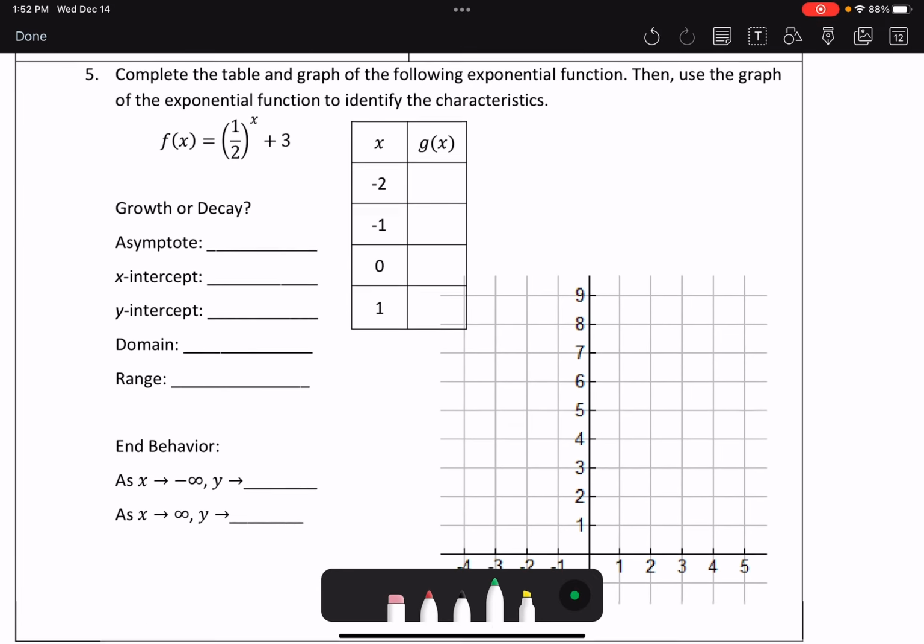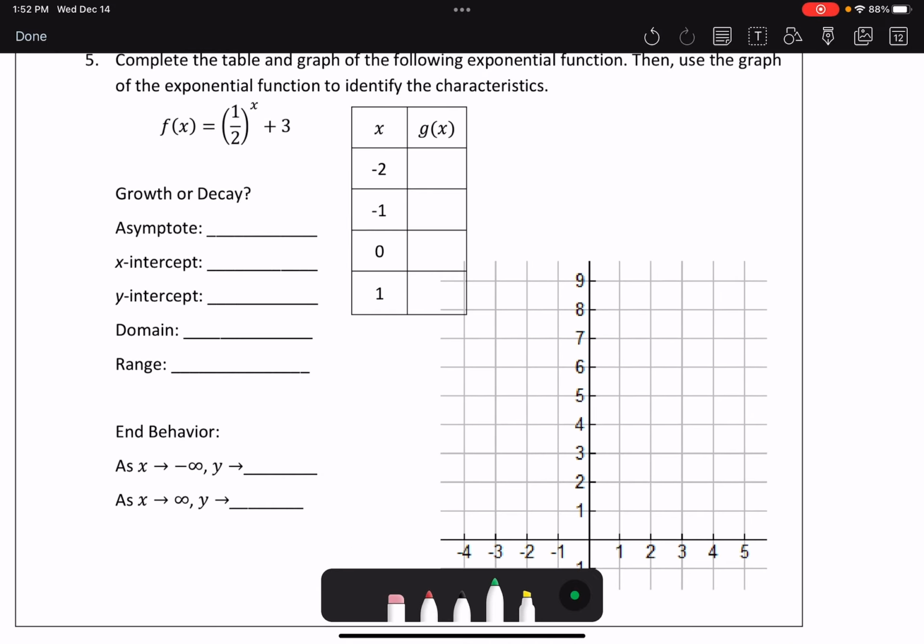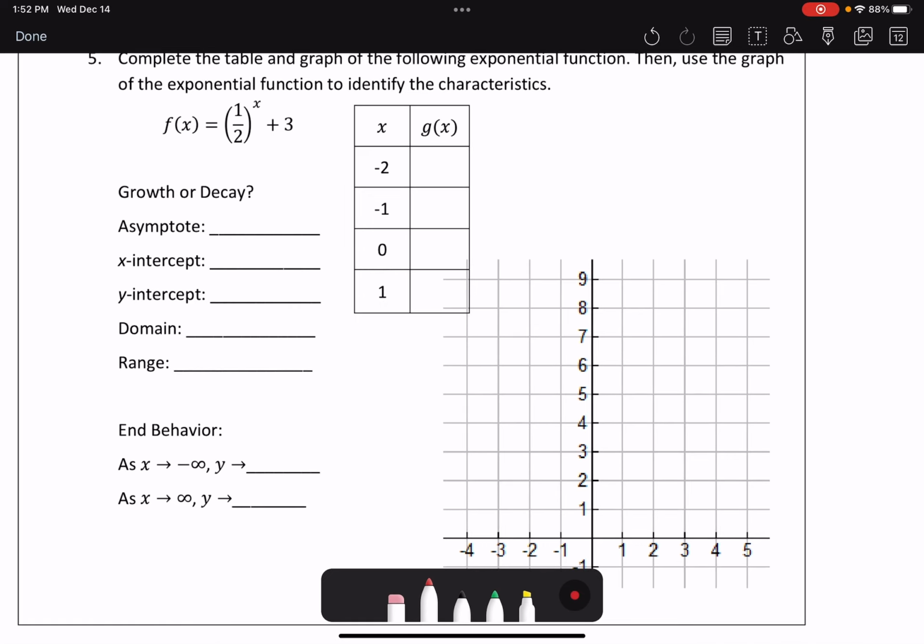For number 5, we're going to use a table function in our calculator. So I'm going to press table, and I'm going to enter in 1/2 to the x power plus 3. So when x is negative 2, y is 7. When x is negative 1, y is 5. When x is 0, y is 4. And when x is 1, y is 7/2, which is the same thing as 3.5.